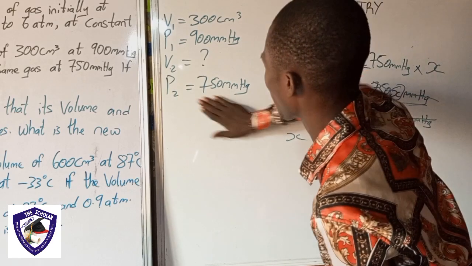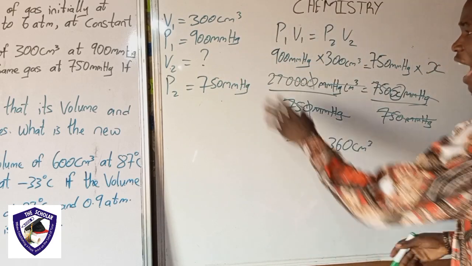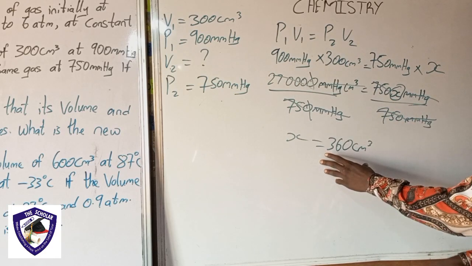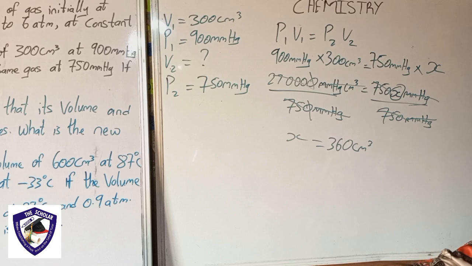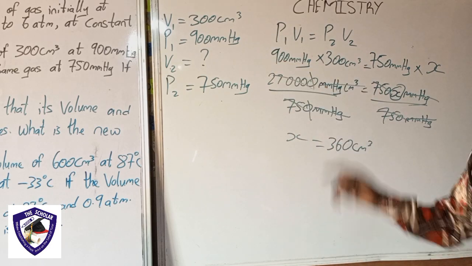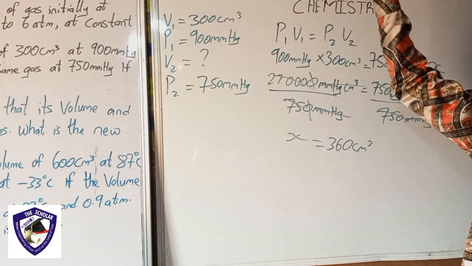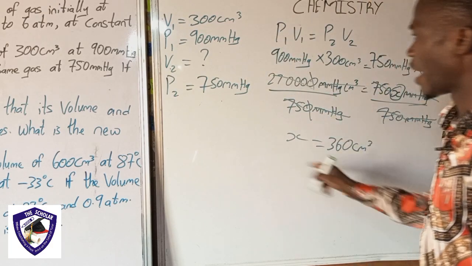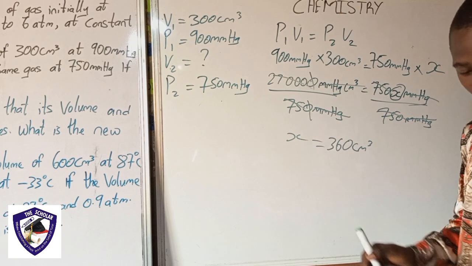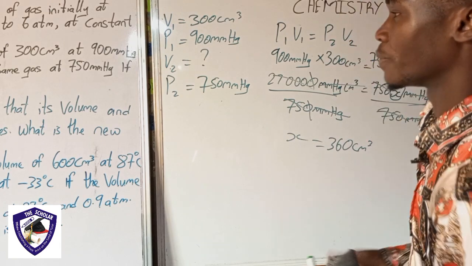Now if you are calculating this problem and you are getting something lesser than 300 centimeter cube, it means you are wrong, because the pressure is reducing. If the pressure is reducing, your volume must increase. So our V here for final volume is what? 360 centimeter cube. Now let's look at the third question.